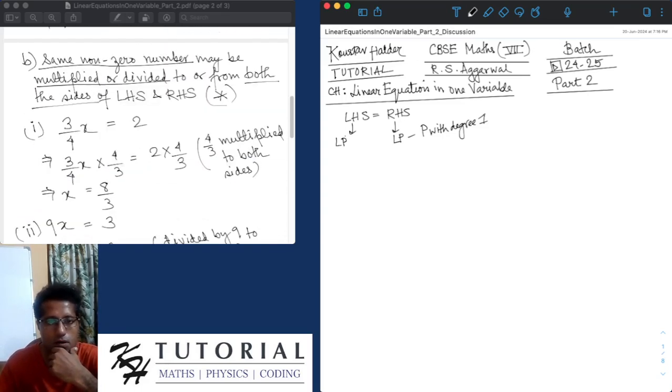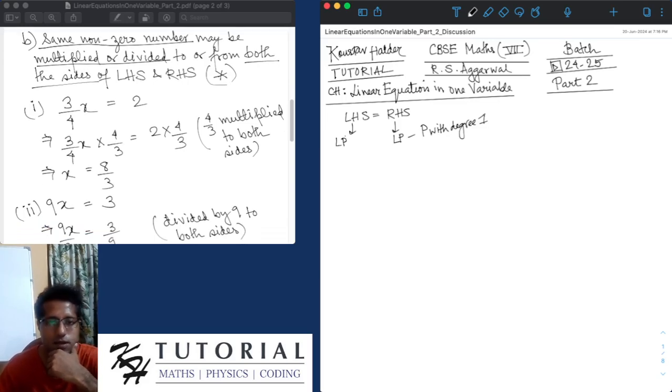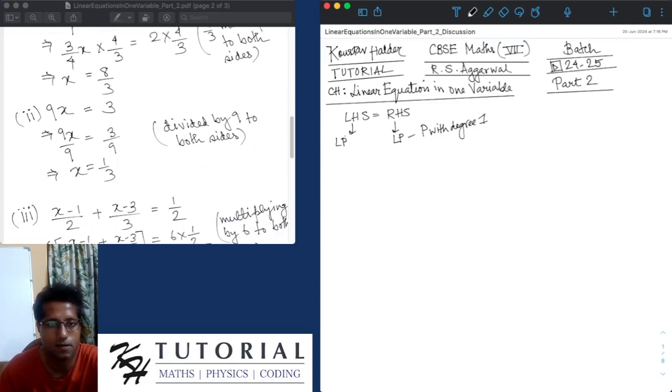So in this rule, let's take the example. First example, we have the equation 3x by 4 equals 2. Now we can multiply both sides, both LHS and RHS, by the number 4 by 3. So we get 3x by 4 into 4 by 3 equals 2 into 4 by 3, and the LHS then becomes x and the RHS becomes 8 by 3. So we now have x equals 8 by 3. So in this equation we have multiplied both sides, LHS and RHS, by 4 by 3. In the second example, you see the equation is 9x equals 3.